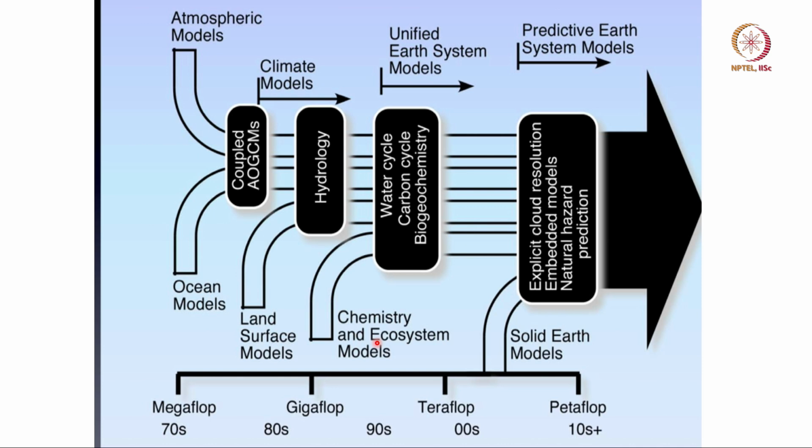Now, this can be shown schematically as follows. The most common models are so-called coupled atmosphere-ocean general circulation models, which have both an atmospheric model and an ocean model. Combined, we call them climate models. In addition, you must have hydrology, lakes, evaporation, rivers. Those are called land surface models. And these two are combined, and you have a water cycle, a carbon cycle, and biogeochemistry. What happens in the ocean, how the chemistry of the ocean changes, and chemistry and the ecosystem are also included.